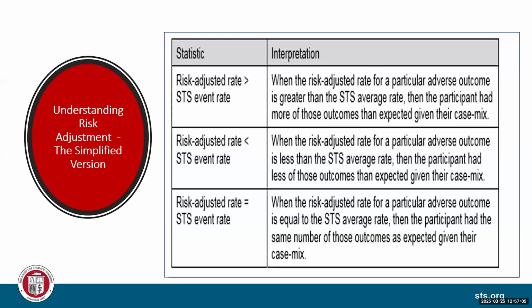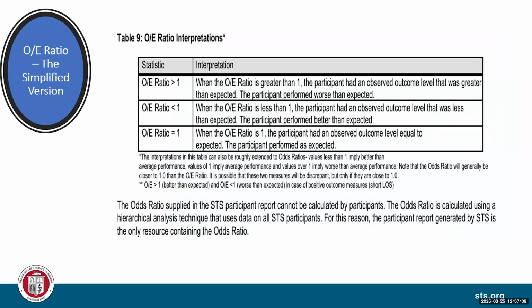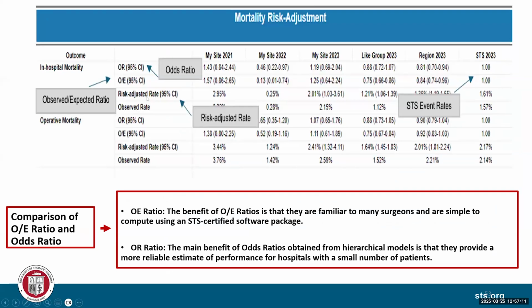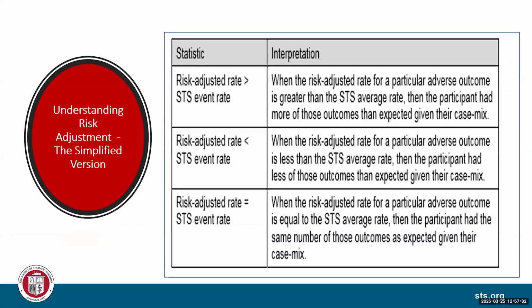Risk-adjusted rate, and let's go back to this slide real quick. So you have a risk-adjusted rate here, which is 2.95. And then you come over here, and the STS is 1.61. Well, that's quite a bit higher than the average. So what does that mean?